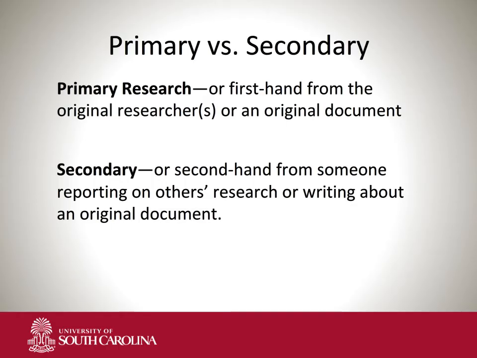As you engage with research, you will learn that there are two major types of research article outputs. This would be primary research and secondary research. Primary, or firsthand from the original researcher or an original document, or primary research articles present the findings of original research, usually in the form of some type of experiment or method of data collection.